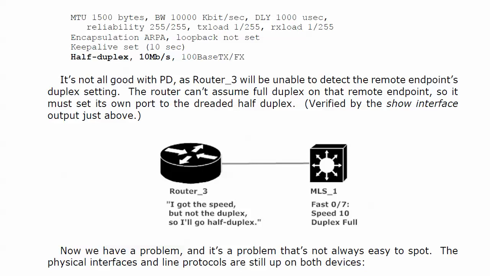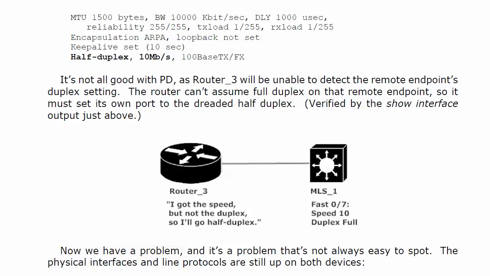So again, Router 3, using the FLPs, was able to figure out the speed of MLS1's 0/7 port, no problem. But it's not going to get anything regarding the duplex. So it has to assume, okay, I've got to go to my slowest duplex, my least efficient, and that is going to be half duplex.